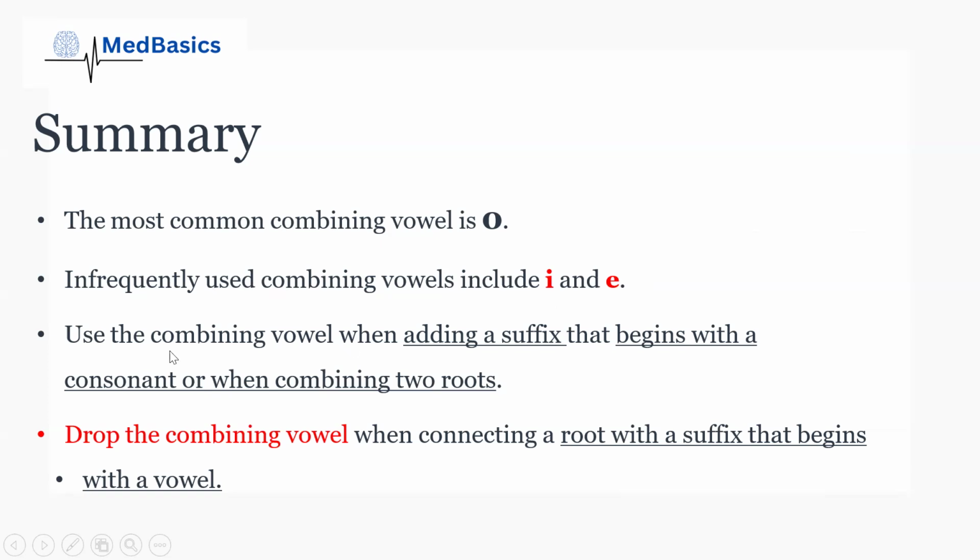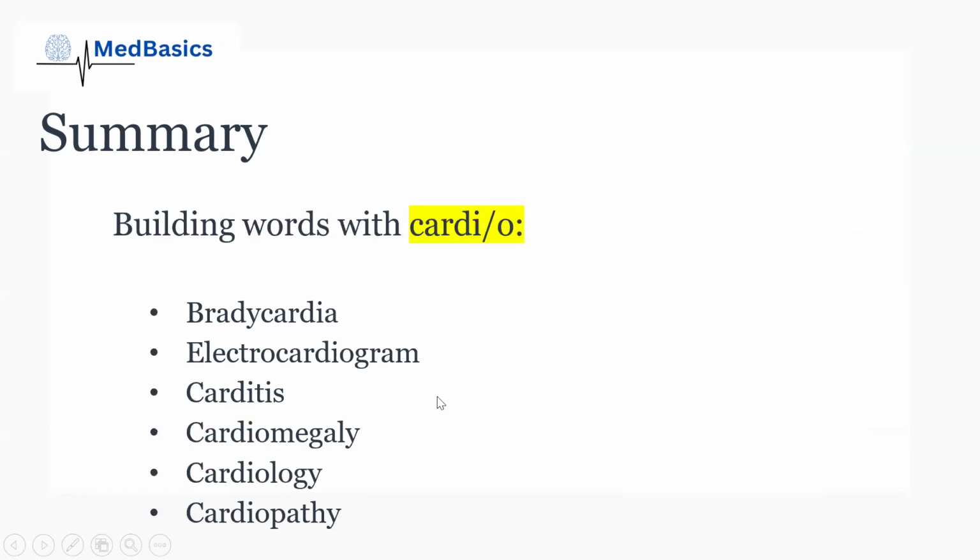Okay, now when using a combining vowel, adding a suffix begins with a consonant or when combining two words, so we have already discussed this. And when the first alphabet is a vowel, in that case, we would be dropping the combining vowel, right? Okay, so this is the last slide. And now you already have clarity about the word root, suffix, prefix, as well as combining vowels, right?